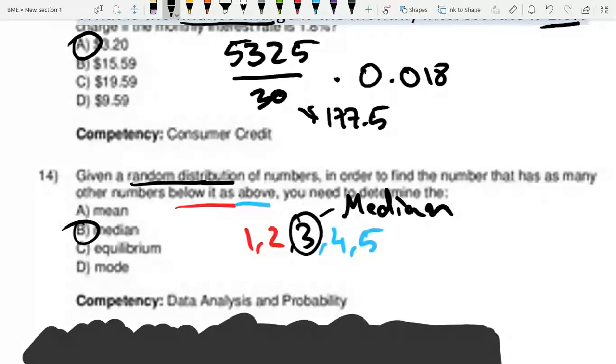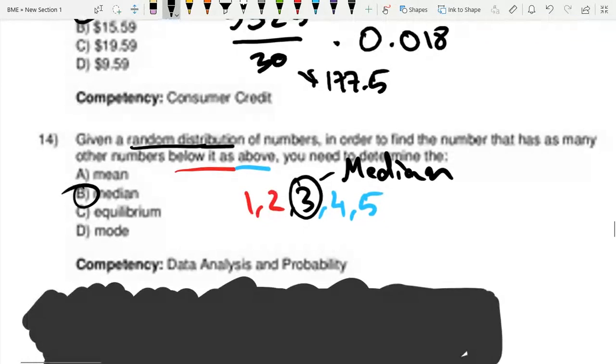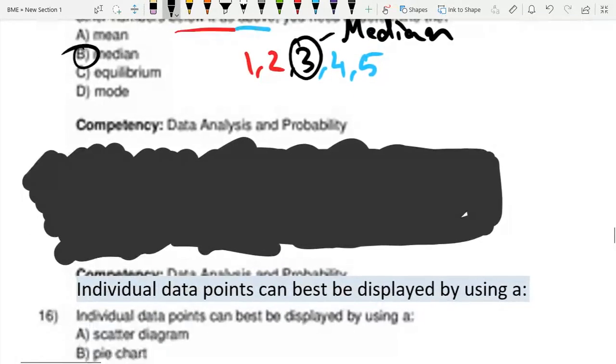Yes, and again, if you're not familiar with this terminology like mean, median, mode, things like that, we have a video where we cover this, mean, median, and mode. So I hope that you find that useful.